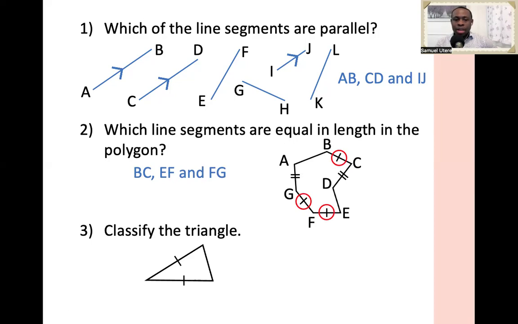Next, you were asked to classify the triangle. Going back to question 3, in our previous lesson we learned that those two hatch marks in a triangle show that it's an isosceles triangle, and the base angles would be equal.